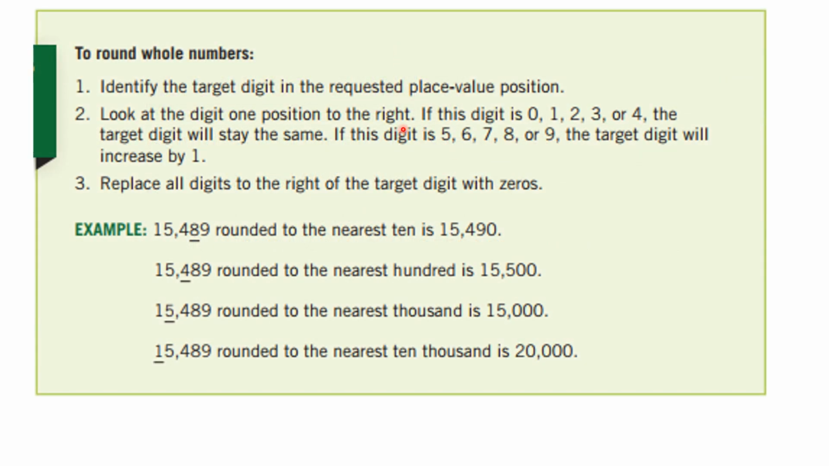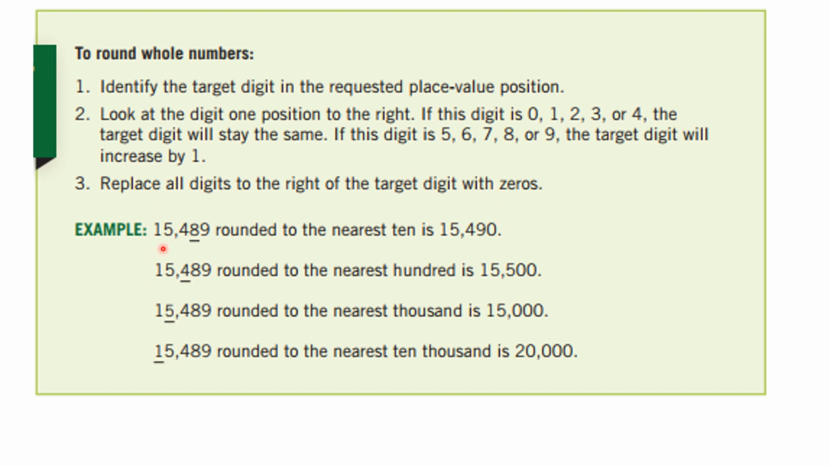So to round whole numbers, you identify the target digit in the requested place value position. Look at the digit 1 position to the right. If this digit is less than 5, the target digit will remain the same. If the digit is 5 or larger, we'll increase it by 1. Replace all digits to the right of the target digit with a 0.